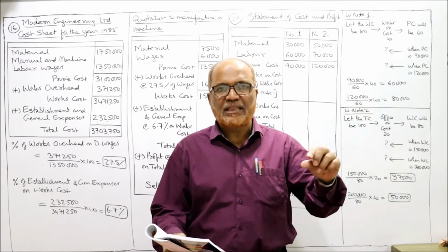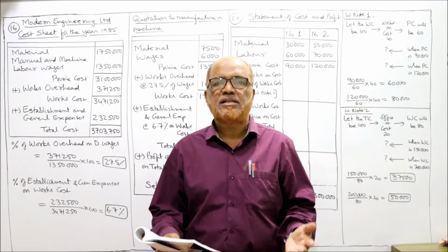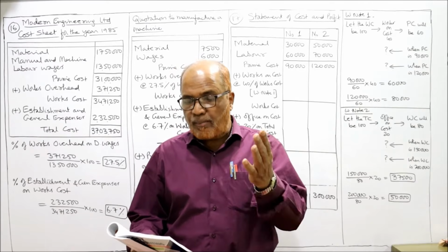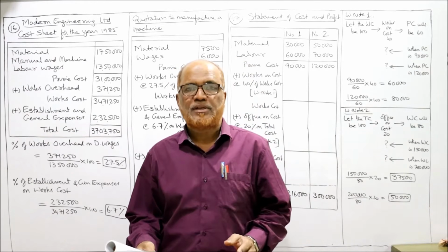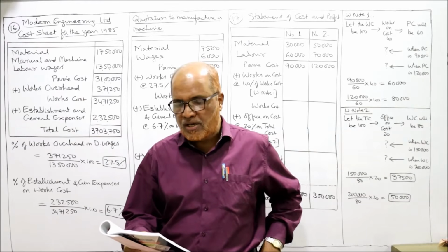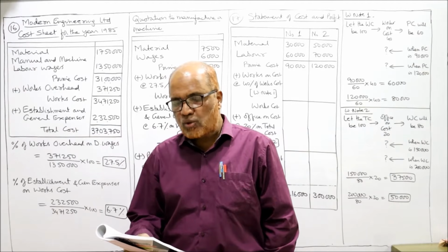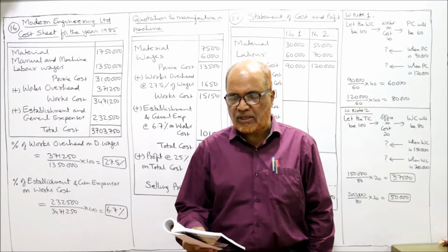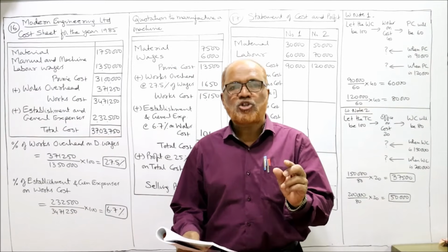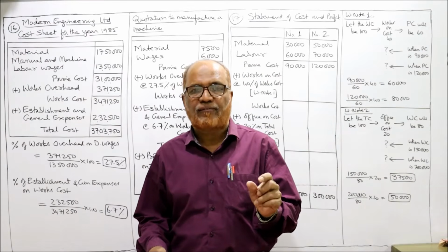Why use such a lengthy name? Simply, it is nothing but direct wages. It is given as manual and machine labor wages directly chargeable. Simply, labor charges or wages are 13,50,000. Works overhead expenditure 3,71,250. Establishment and general expense 232,500. This is the information given for the year 1985.